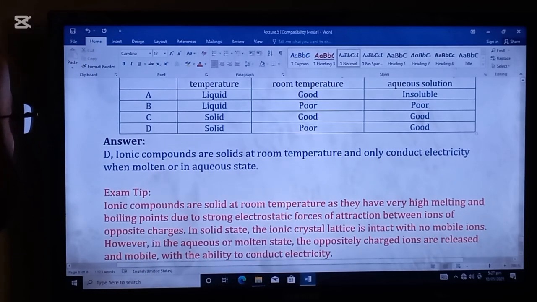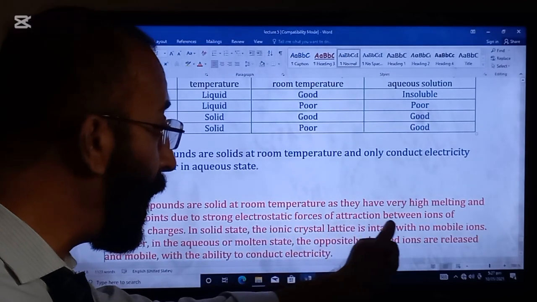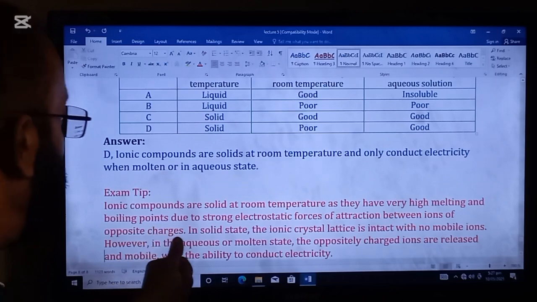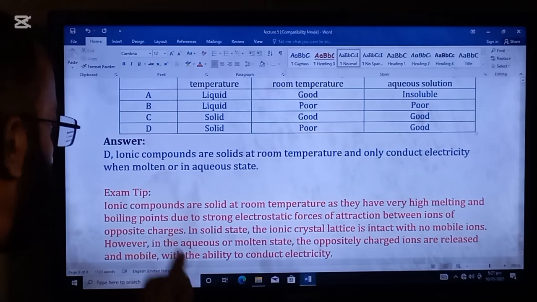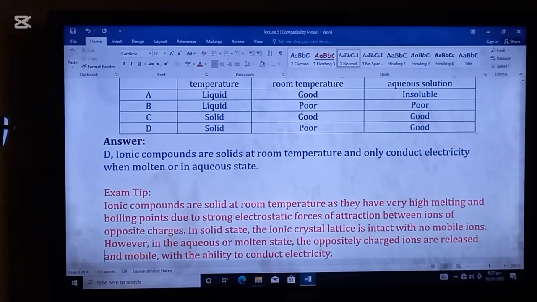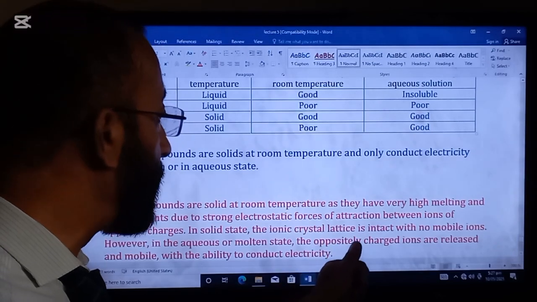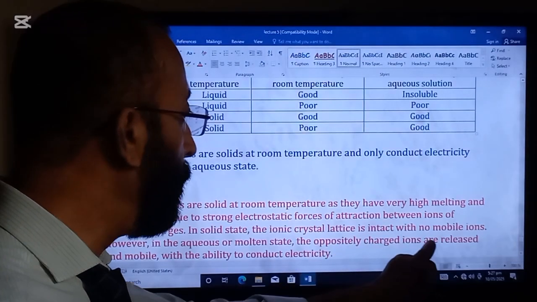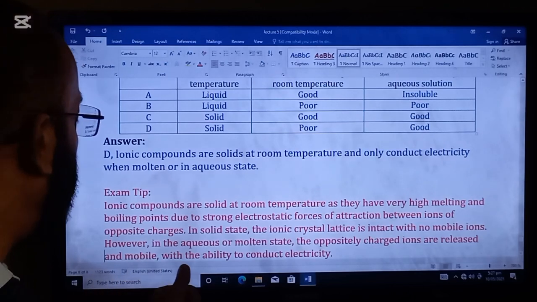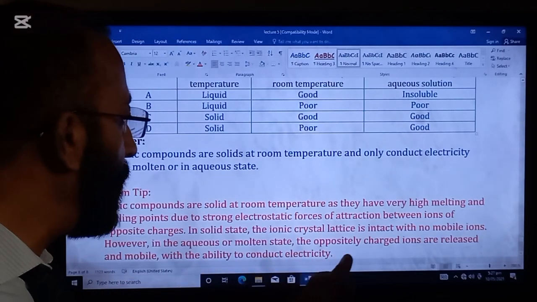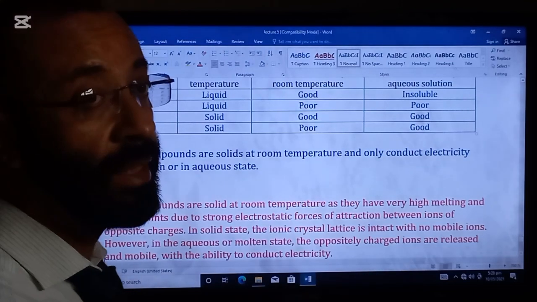Exam tip: ionic compounds are solid at room temperature as they have very high melting and boiling points due to strong electrostatic forces of attraction between ions of opposite charges. In the solid state, the ionic crystal lattice is intact with no mobile ions. However, in the aqueous or molten state, the oppositely charged ions are released and mobile, with the ability to conduct electricity.